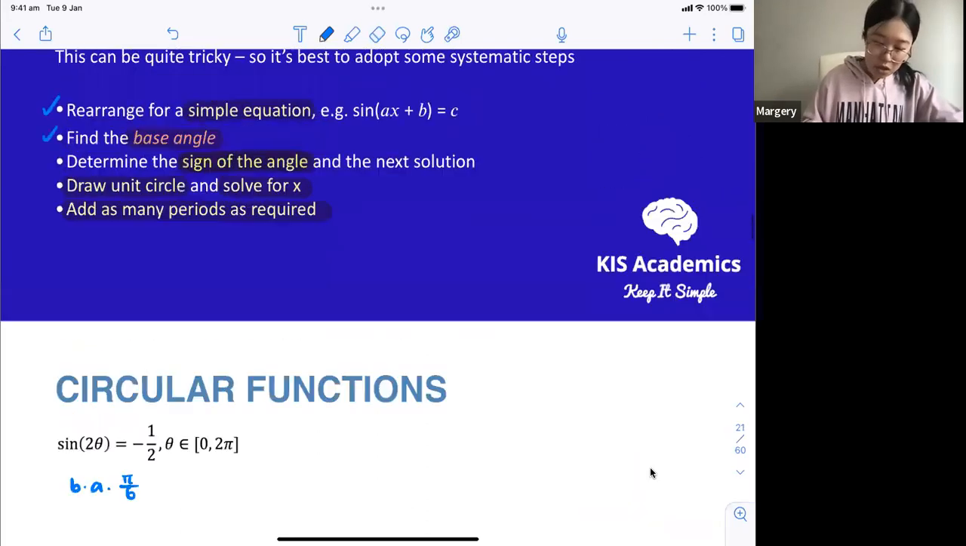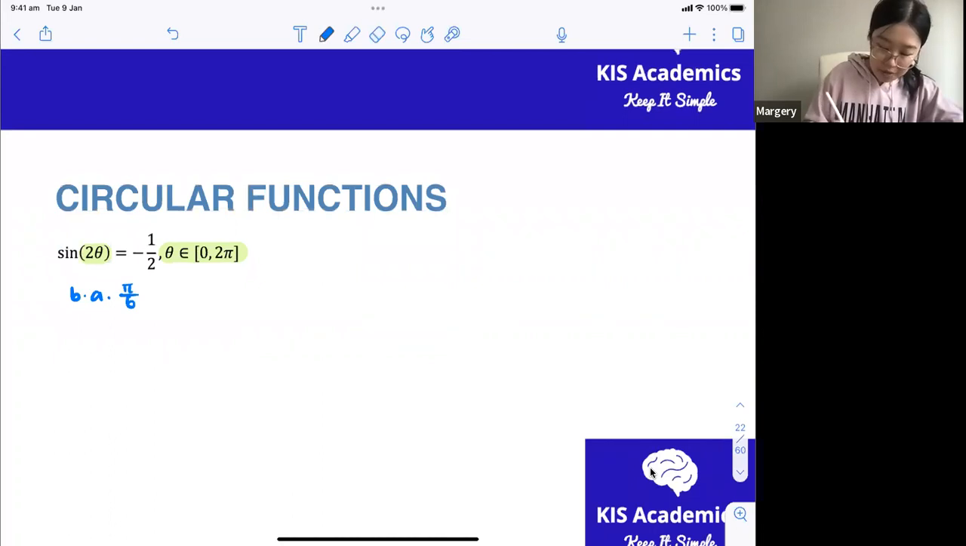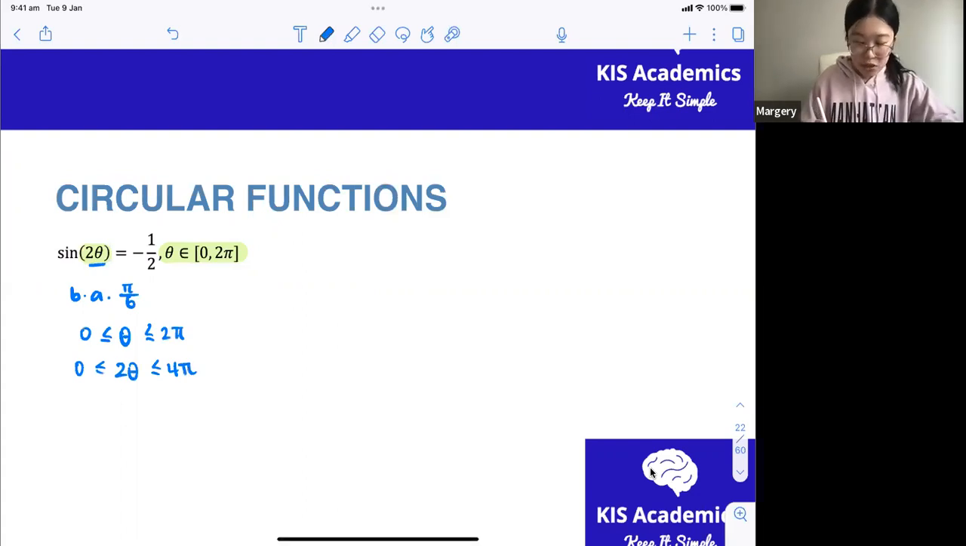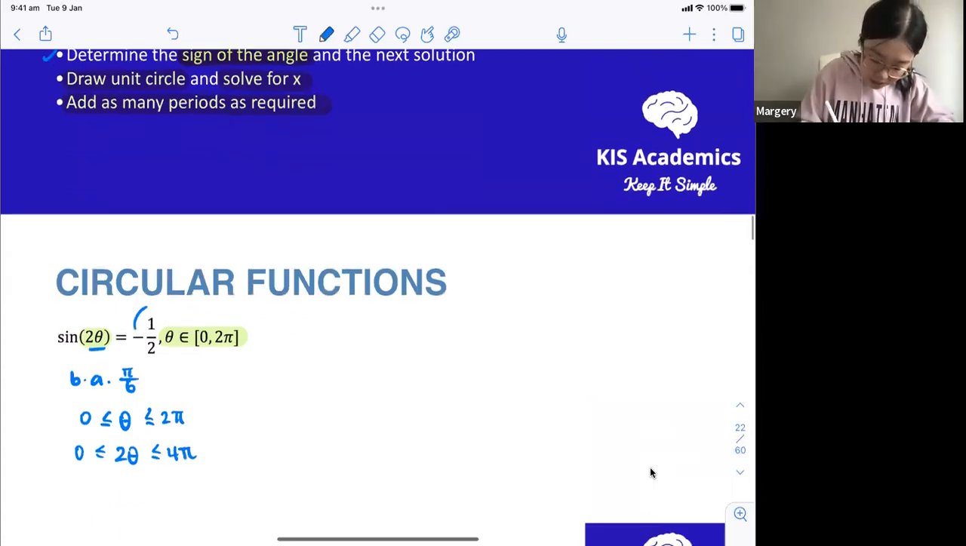The next thing I would do, which is not really listed up there, is that because our angle inside the trig function is 2 theta, and the domain we're given is for theta, we then need to find the domain for our angle, so the 2 theta. Since theta is between 0 and 2 pi, I know that my 2 theta would be between 0 and 4 pi. Once I've found my domain for the angle inside the function, I then look at the sign that I'm given. So I see I've got a negative over here.